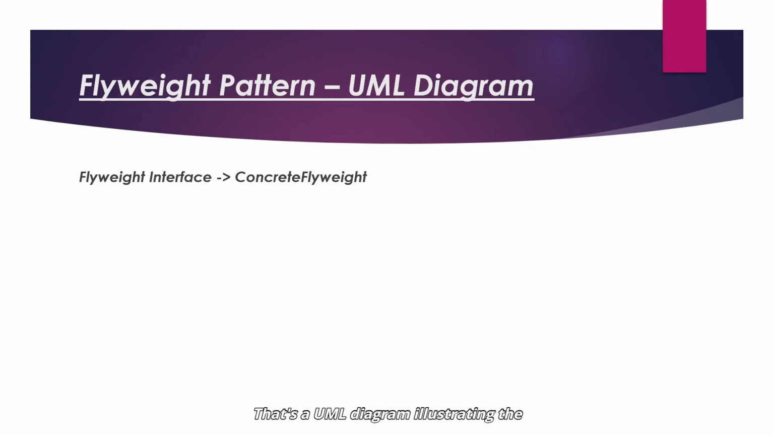Here's a UML diagram illustrating the flyweight pattern. The flyweight interface is the core of this pattern and defines the shared methods that all flyweight objects must implement. Each flyweight object stores only the shared intrinsic state. The extrinsic state, which varies for each object, is passed in by the client. This allows multiple objects to share the same flyweight data while maintaining their unique state externally.